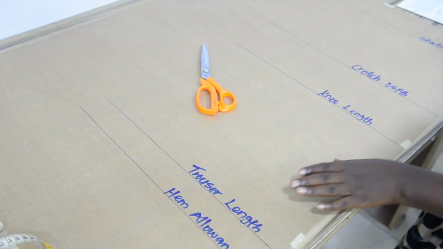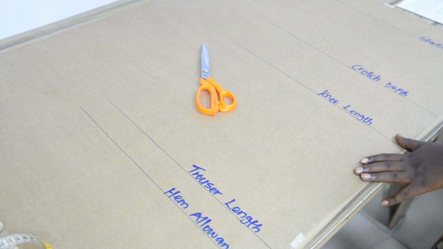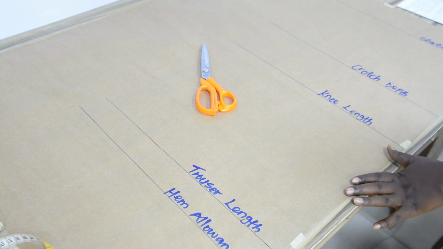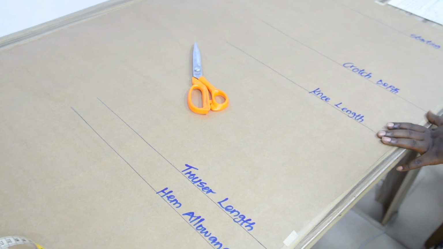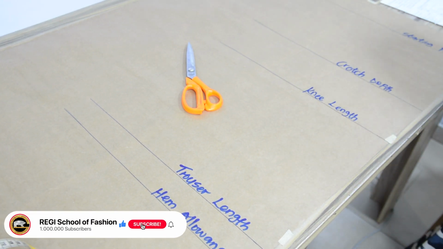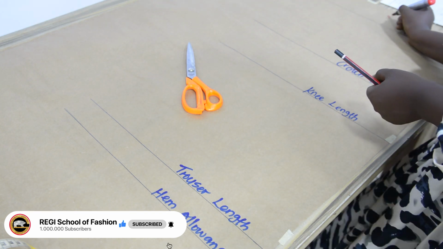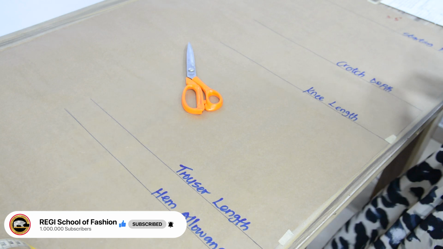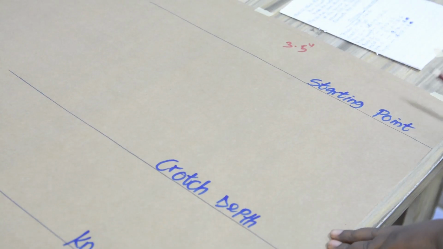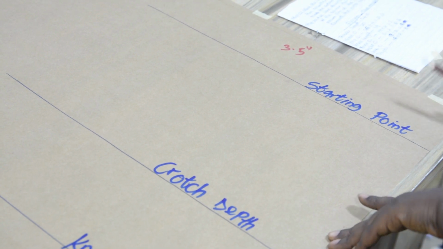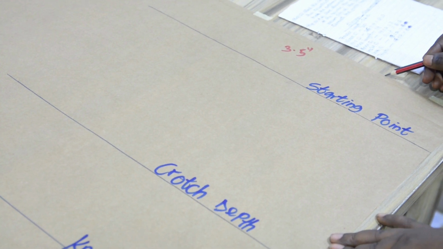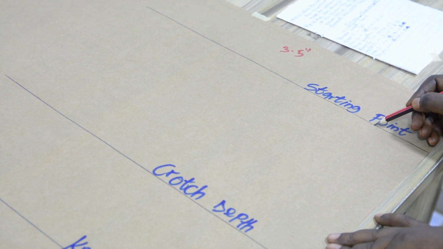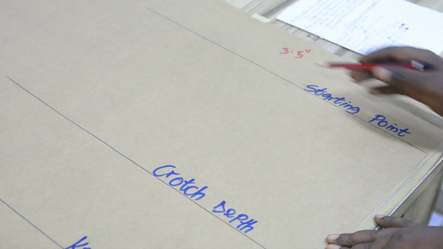Okay, now I have my pattern paper laid on my drafting table, and I have all my vertical lines measured out as well, which I will be explaining now. From the edge of my pattern paper to the starting point line is 3.5 inches. This measurement will be used in constructing housing for the elastic rope. So the edge of my pattern paper is not my starting point. Then on the 3.5 inches point, I have my starting point line.